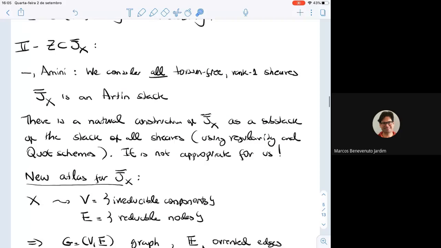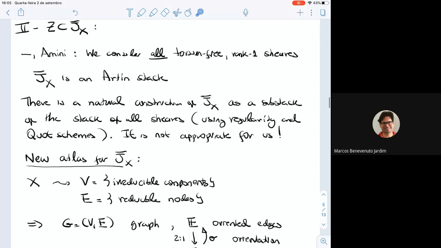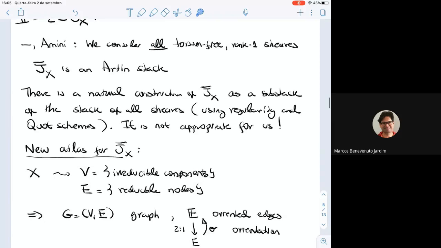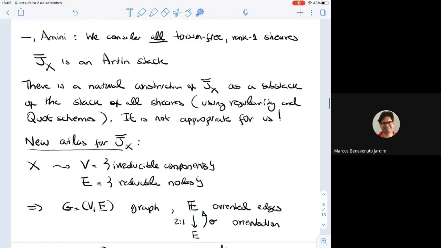And I consider the graph associated. So an edge connects two vertices if the corresponding node lies on the corresponding two components, that is, in the intersection of them. So that's the graph that we use. And associated to this graph, we can put some orientation on the edges. In fact, I denote by E here the set of oriented edges. So each edge has two orientations.